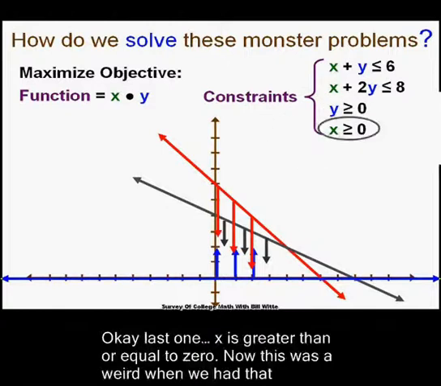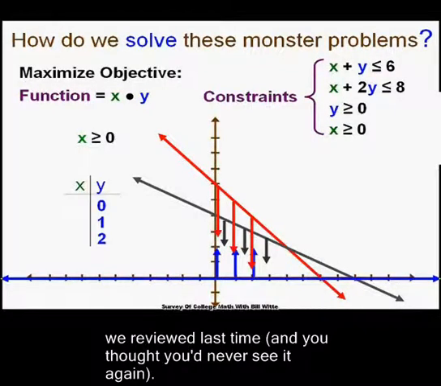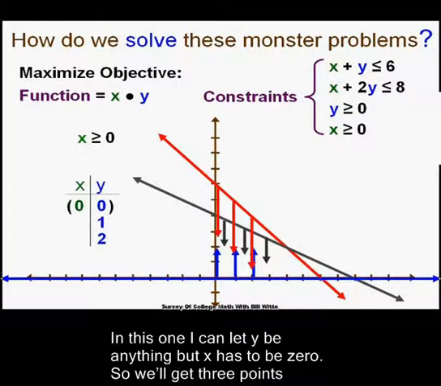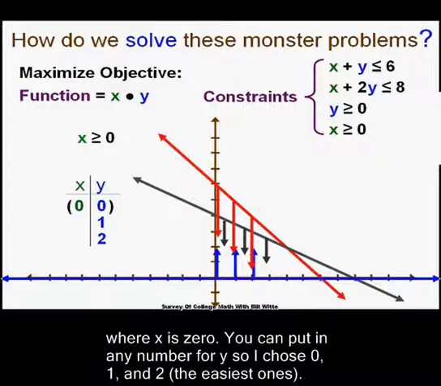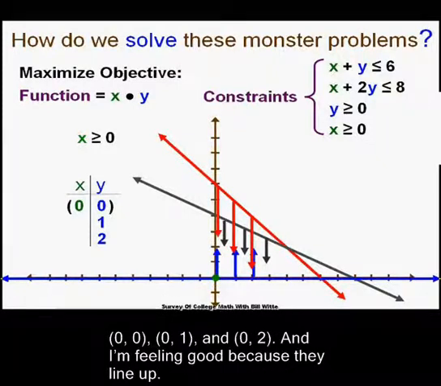Okay, last one. x is greater than or equal to 0. Now this was a weird one we had. We reviewed it last time. You thought you'd never see it again. This one, we can let y be anything, but x has to be 0. So we'll have 3 points where x is 0. You can put in any number, of course, for y, so I put in 0, 1, and 2. 0, 0, 0, 1, and 0, 2. I'm feeling good because they line up.